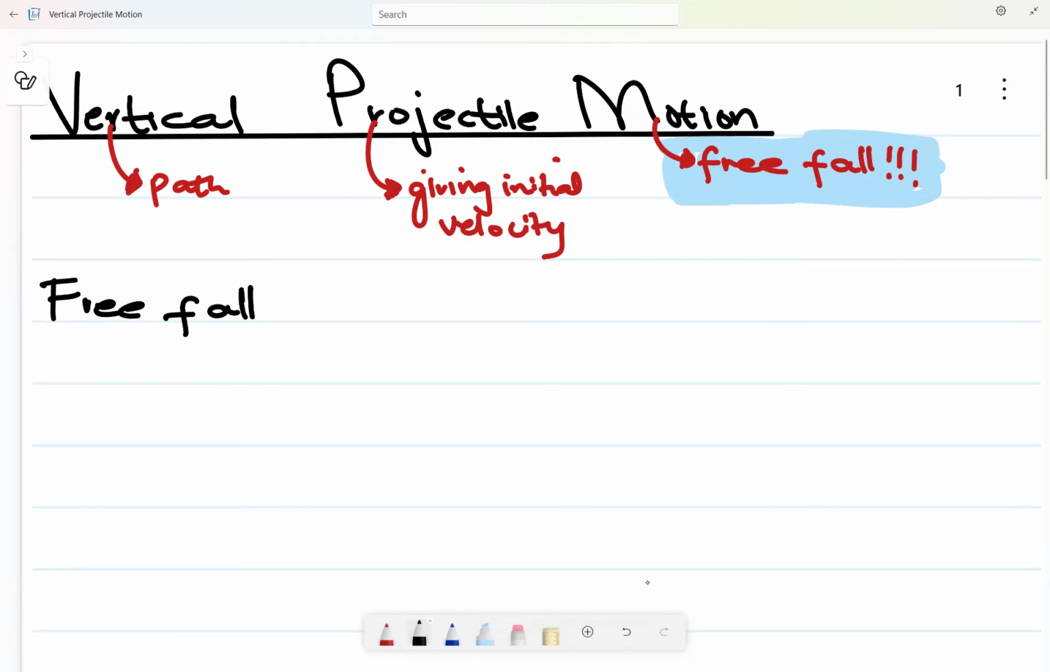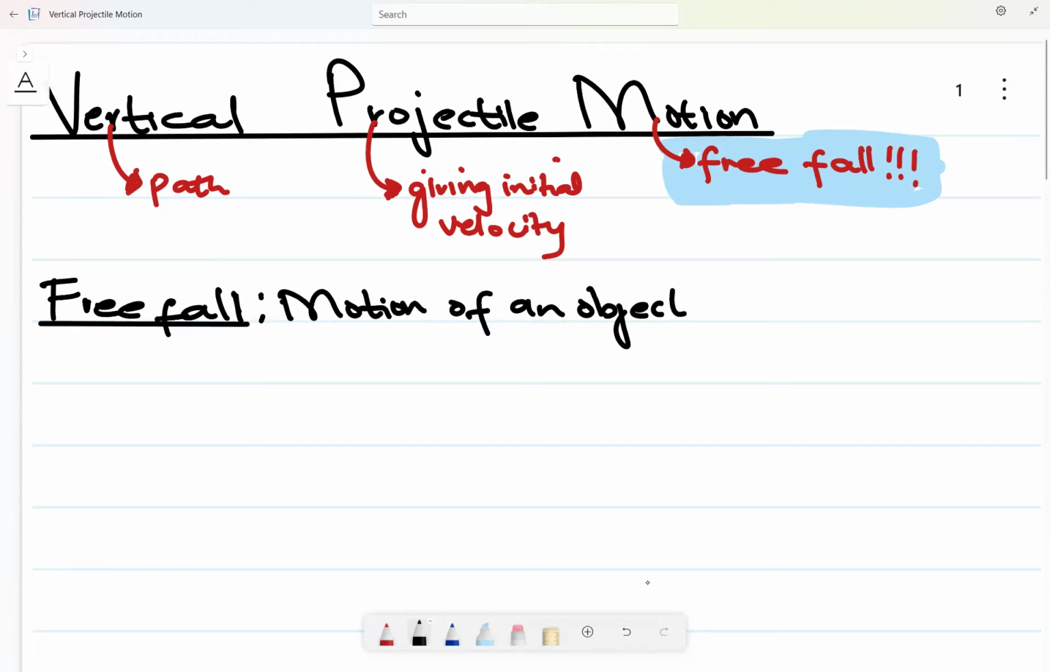Free fall. I think they even like to combine it. Free fall will tell you more about what we're going to do in this topic. Now we say free fall is the motion of an object under the influence of gravitational force only.